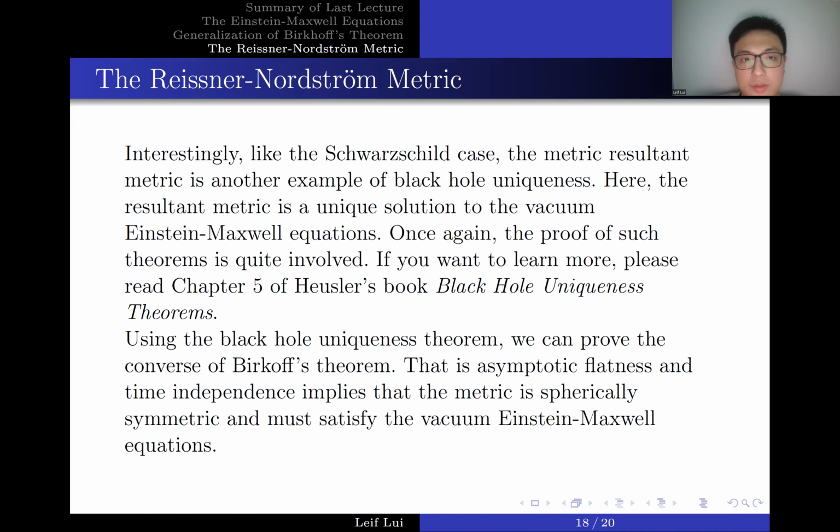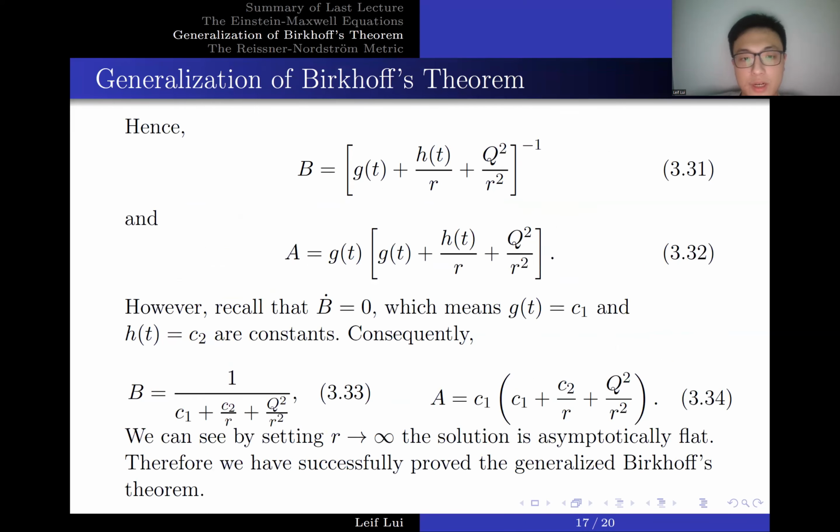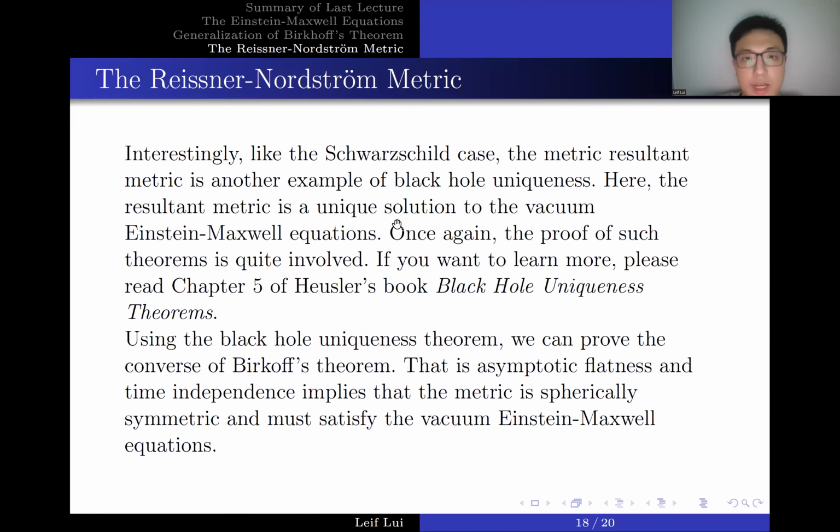Before I do so, there's something interesting about the Reissner-Nordström metric. Like in the Schwarzschild case, the metric is another example of black hole uniqueness theorems. Basically, the resultant metric is a unique solution to the vacuum Einstein field equations. And once again, the proof of such is quite involved, but if you want to learn more, please feel free to read chapter 5 of Heusler's black hole uniqueness theorem book.